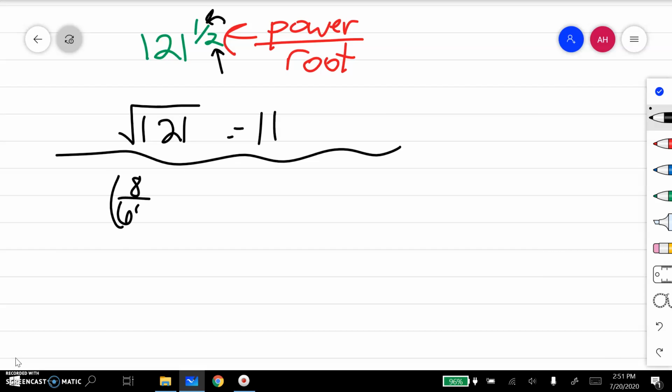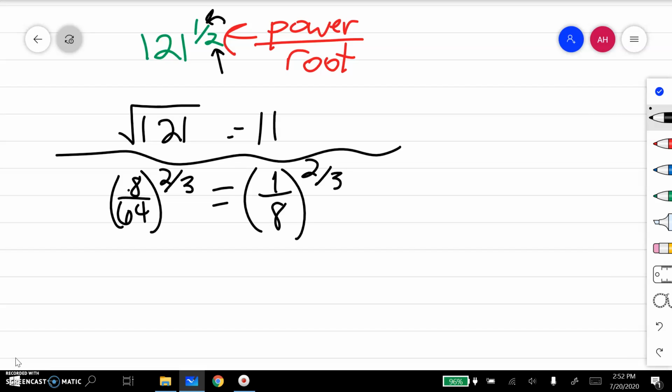8 over 64 to the 2/3. All right, so before I do anything, you do have two options. You could go ahead and rewrite this, or I noticed that 8 over 64 were reduced. So I'm going to go ahead and reduce that to 1 over 8, and that's to the 2/3. Okay.